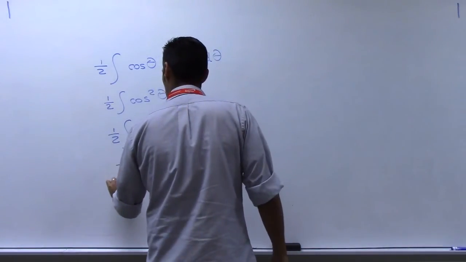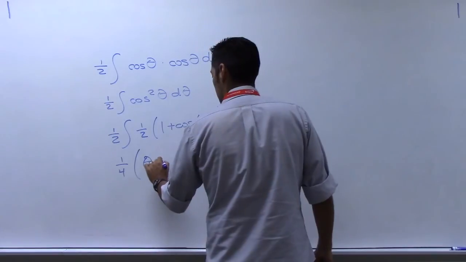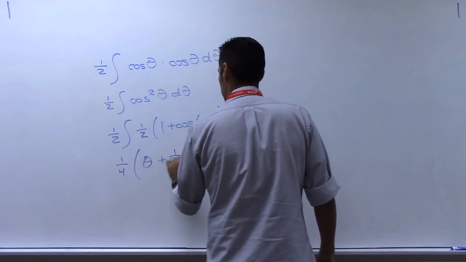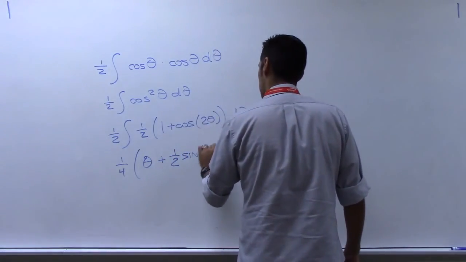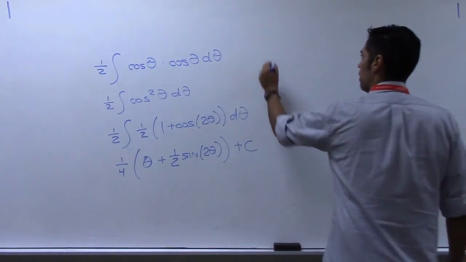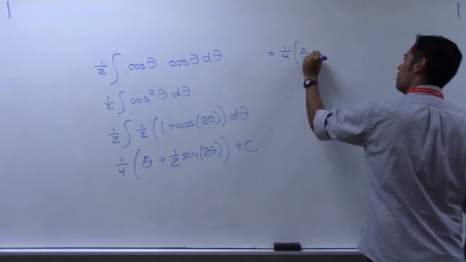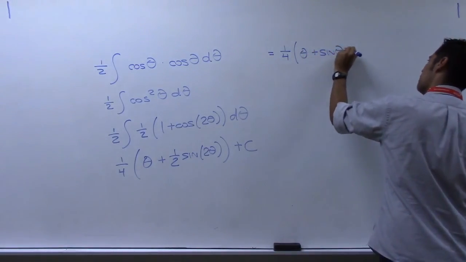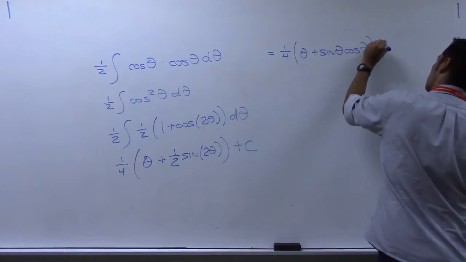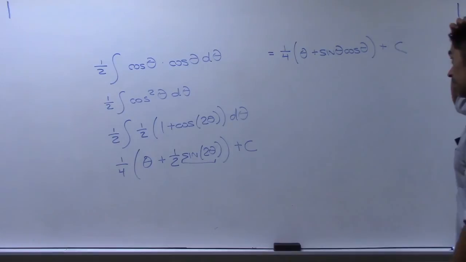So this is 1/4 integral. We get theta, and then plus 1/2 sine 2 theta plus c. And we know that that's going to turn into 1/4 times theta plus sine theta cosine theta. Right, this thing, we know what that does already.